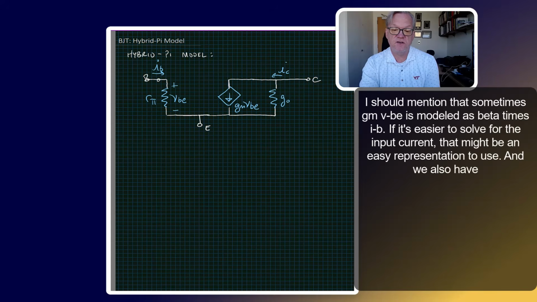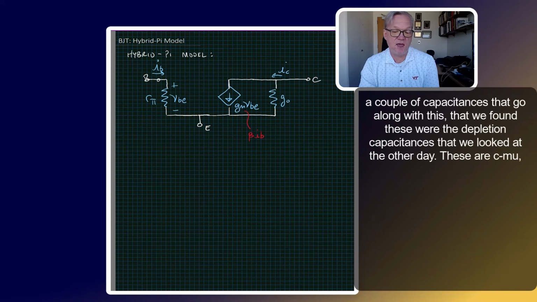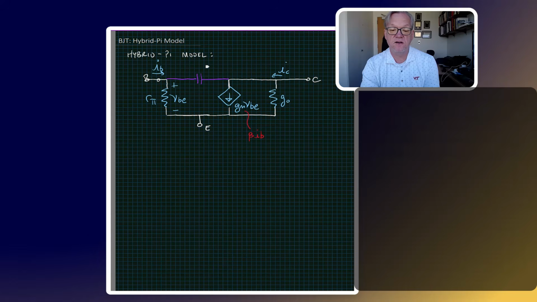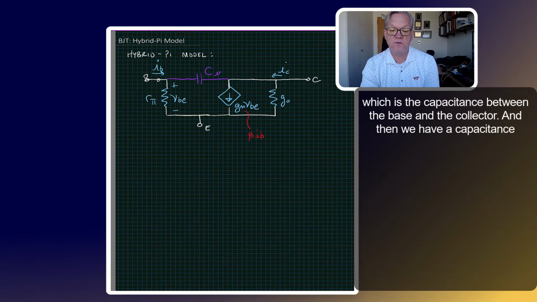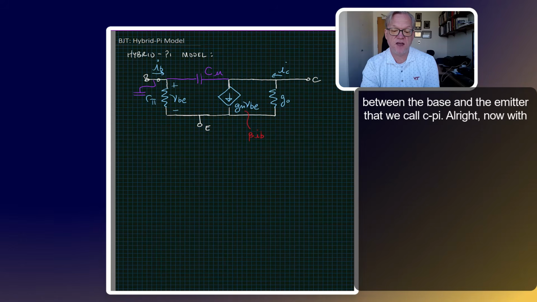Now, I should mention that sometimes GM times VBE is modeled as beta times IB. If it's easier to solve for the input current, that might be an easier representation to use. And we also have a couple of capacitances that go along with this that we found. These were the depletion capacitances that we looked at the other day. These are C mu, which is the capacitance between the base and the collector. And then we have a capacitance between the base and the emitter that we call C pi.